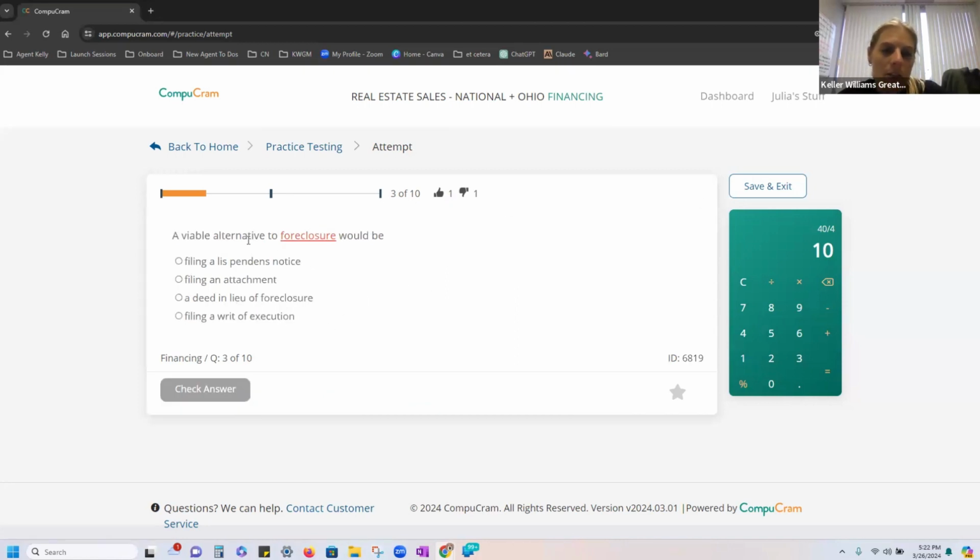All right. A viable alternative to foreclosure would be A, filing a lis pendens notice, B, filing an attachment, C, a deed in lieu of foreclosure, or D, filing a writ of execution.